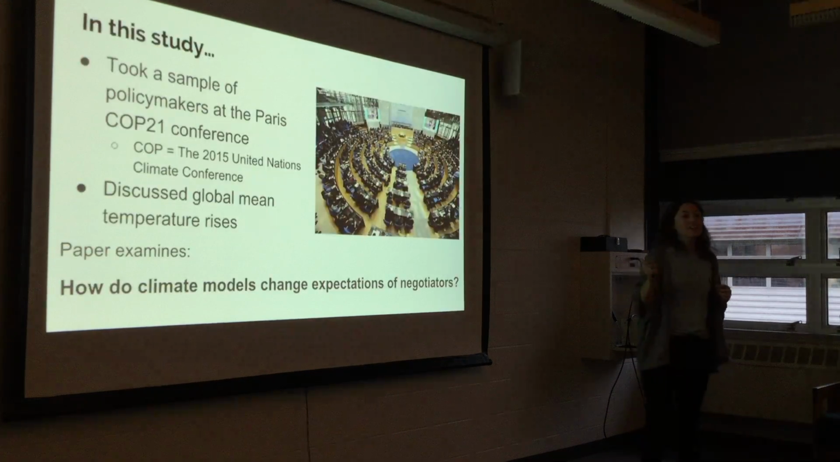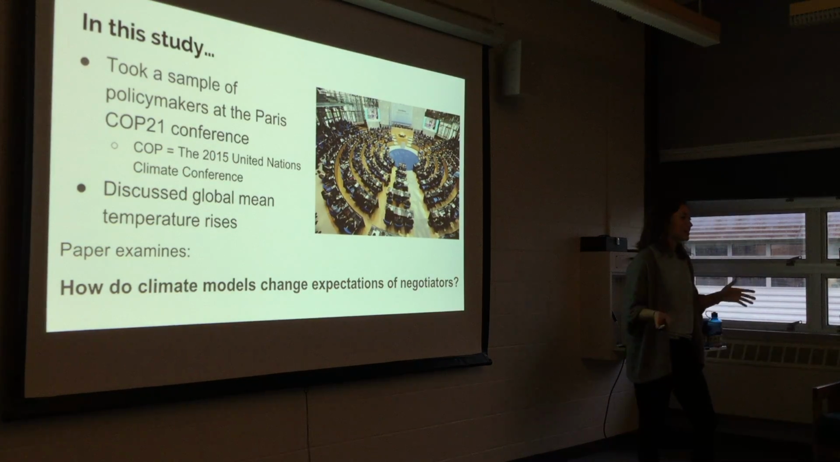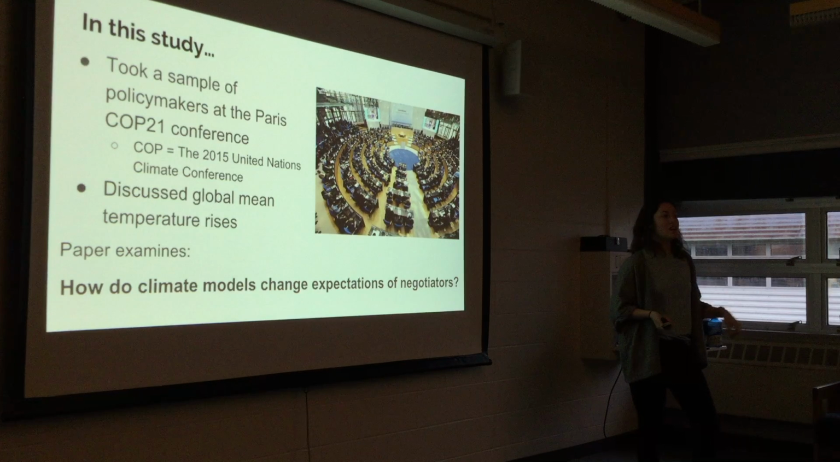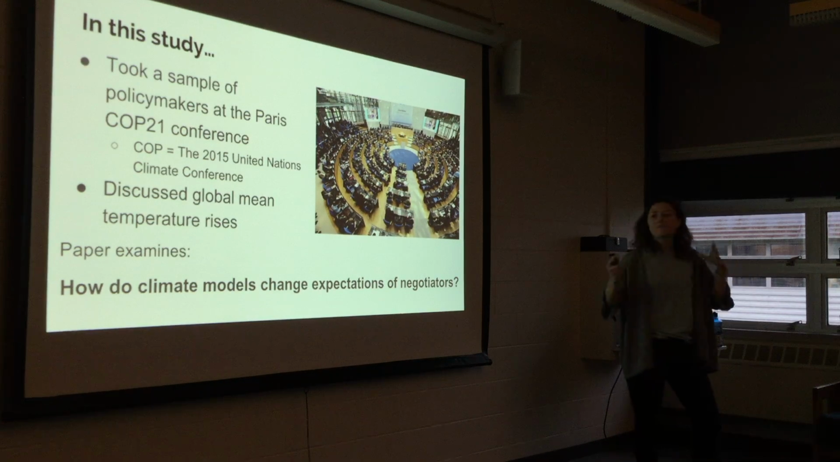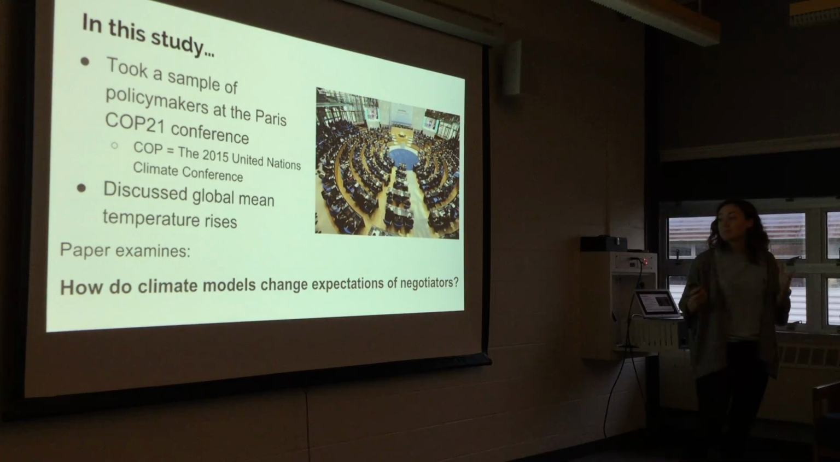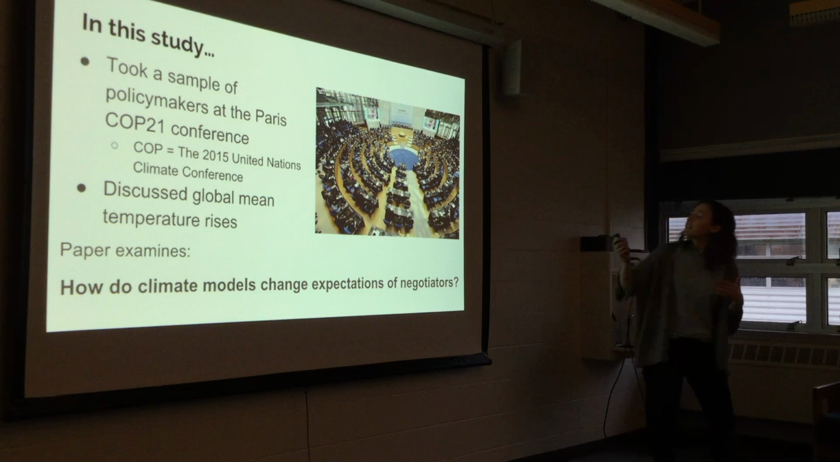So in this study, they take a sample of people from the Paris COP21 conference, which is just the 2015 United Nations Climate Conference. For this study, they discuss global mean temperature rises, which is the average of temperature rises by 2100. The paper examines exactly how climate models change the expectations of negotiators. These are negotiators who will be making our laws based off of this science.